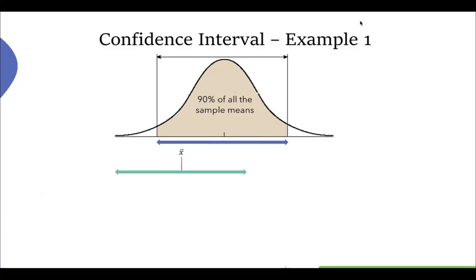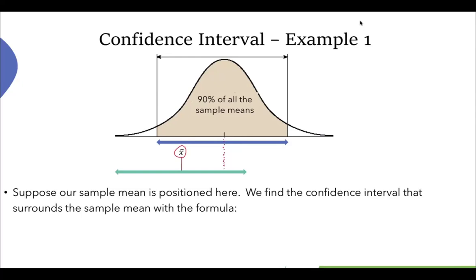So perhaps we picked an X bar right here. And if we were lucky enough to do that, then the population mean does fall within that interval that gets created around X bar. So we find the confidence interval that surrounds the sample mean with this formula.